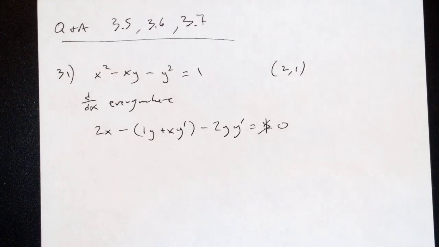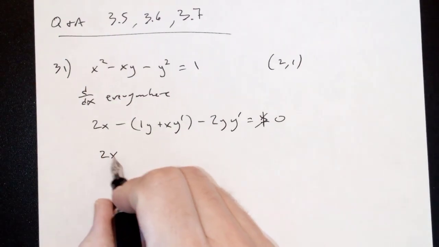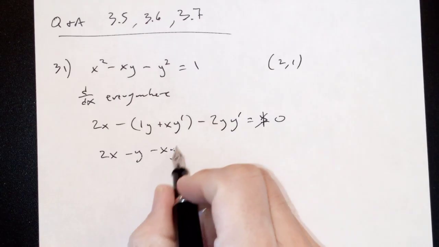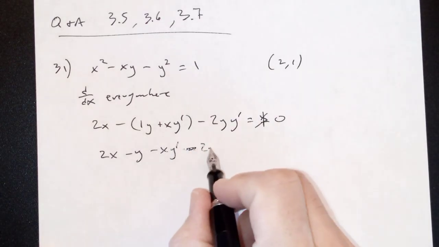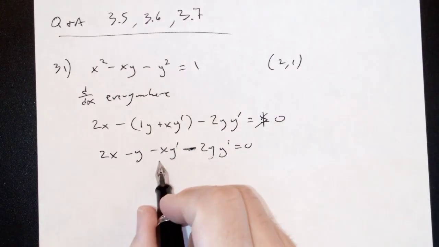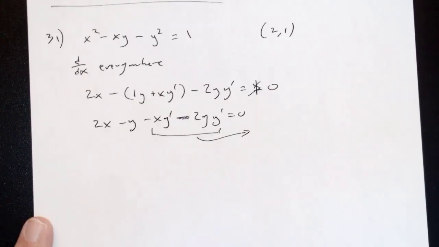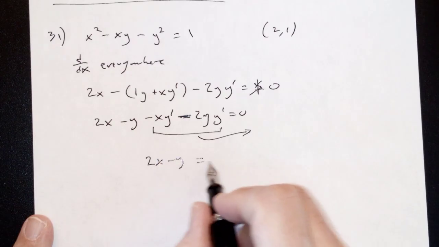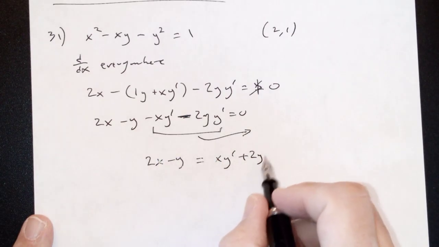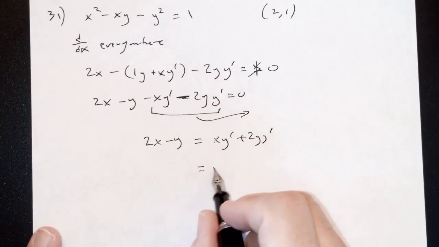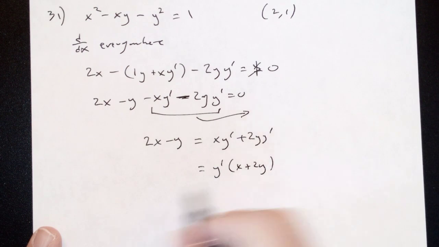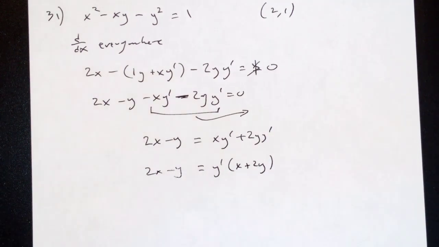My goal is to get y prime alone. So distribute the minus sign and then we'll rearrange. From here until I get y prime equals, it's nothing but algebra. These two pieces will go to the other side, which I will factor the y prime out of. And now I have y prime.